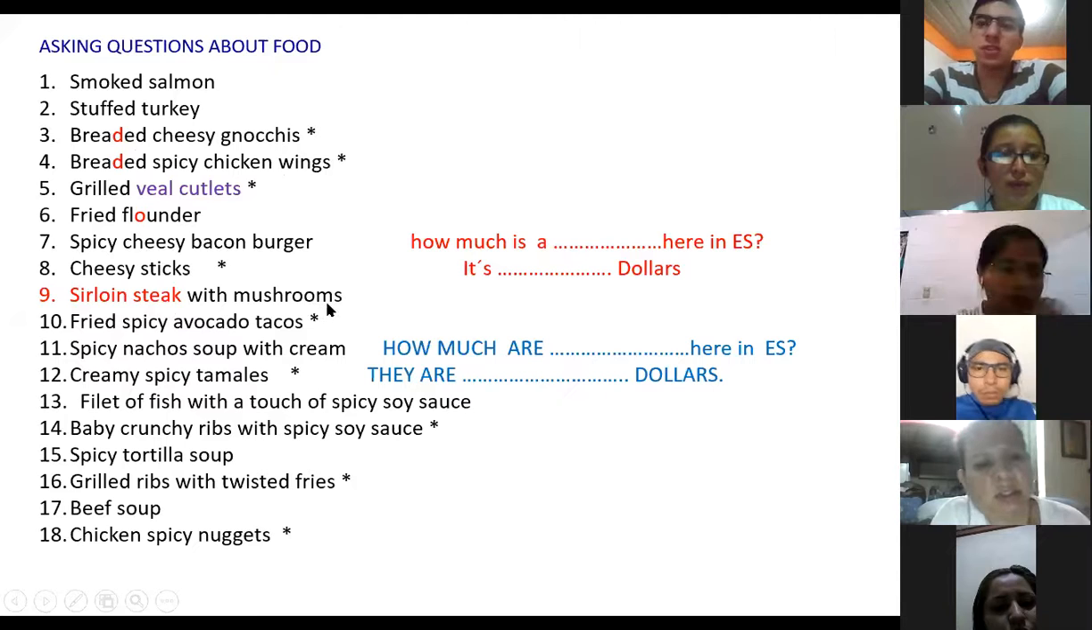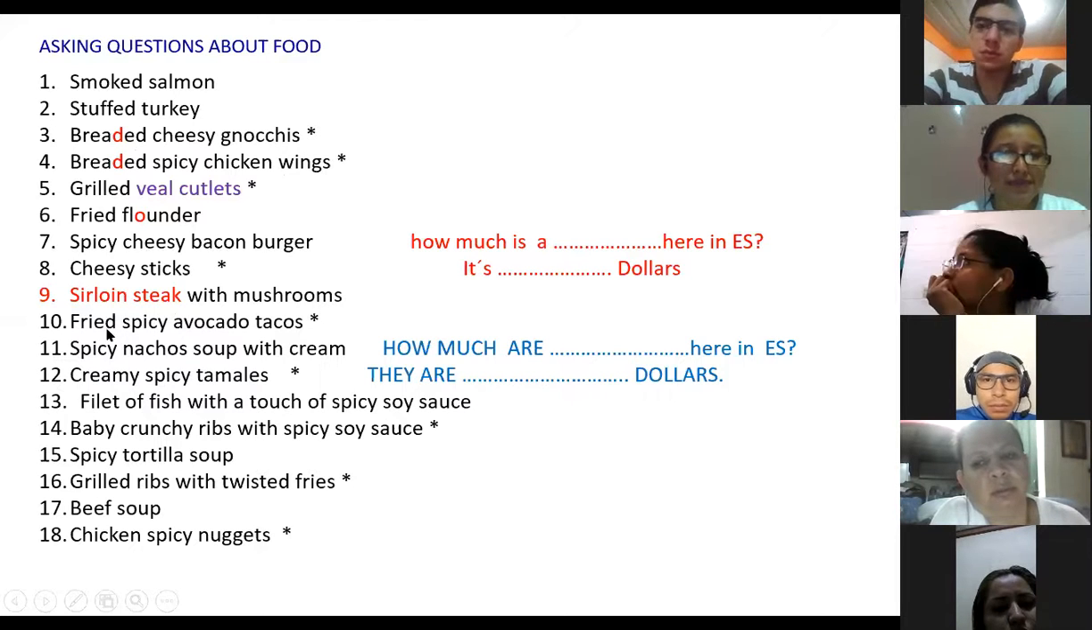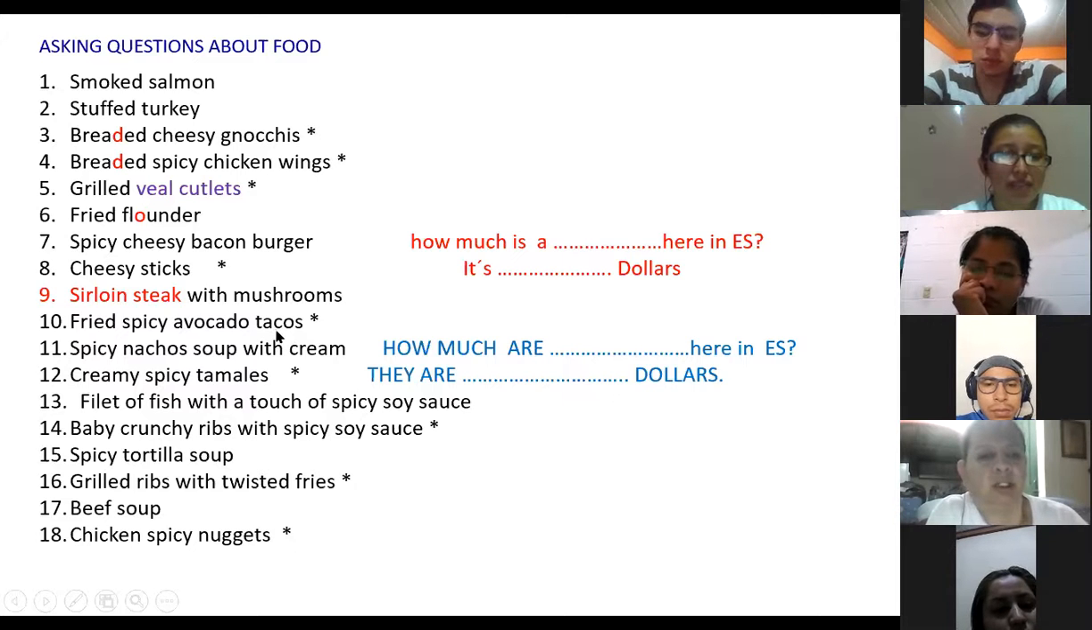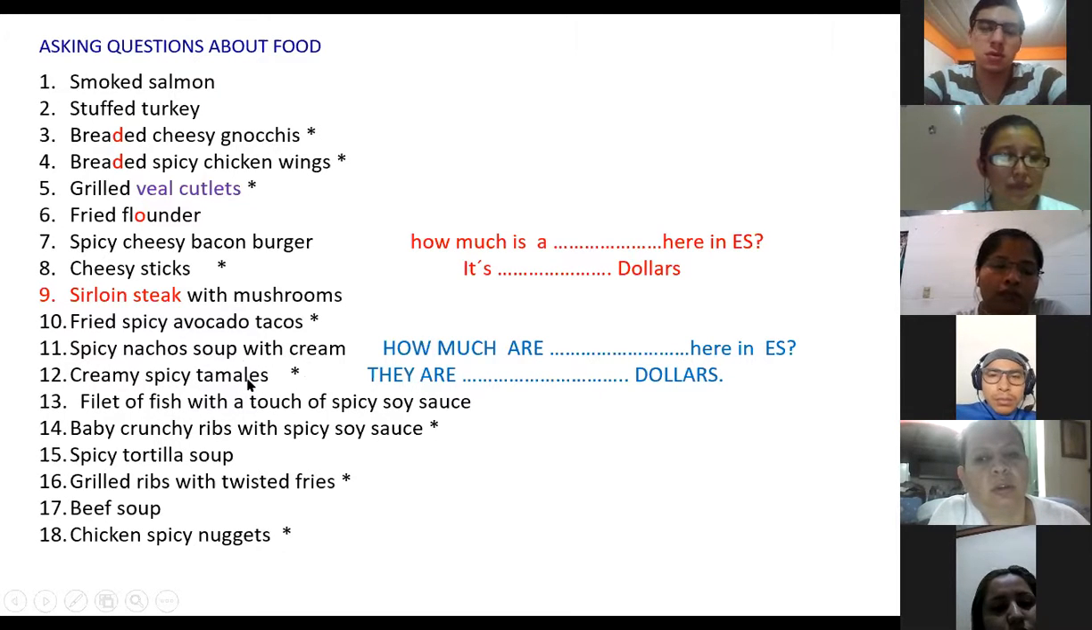Okay. Fried spicy avocado tacos. Perfect. Spicy nacho soup with cream. Perfect. Creamy spicy tamales. Perfect.